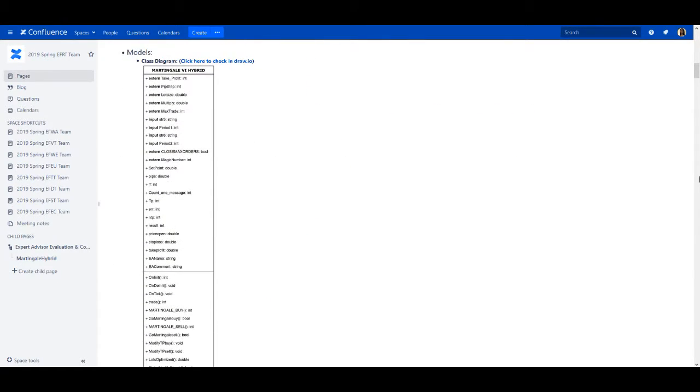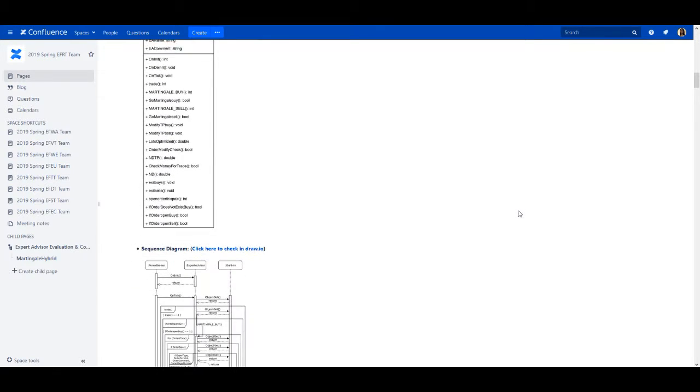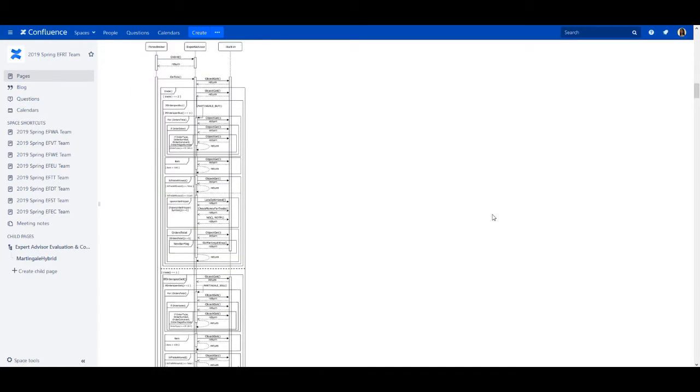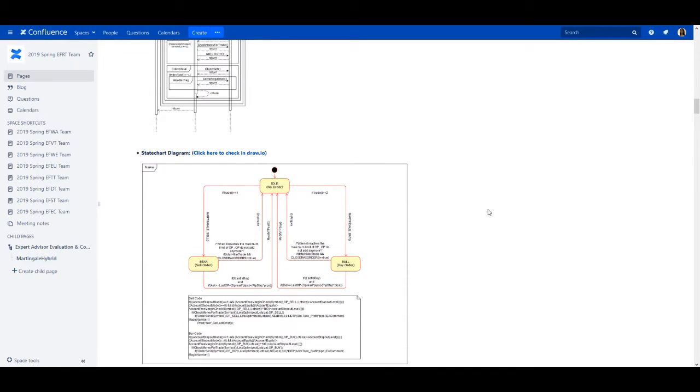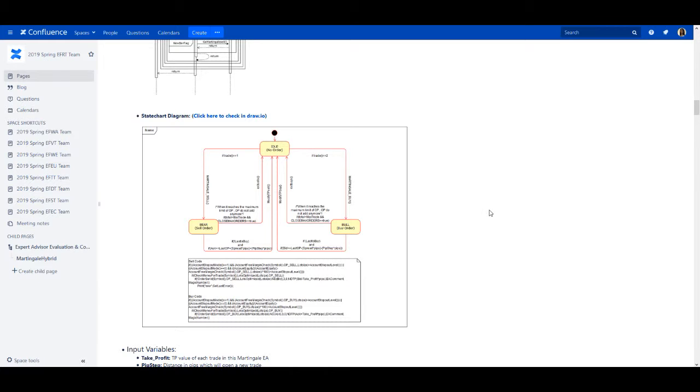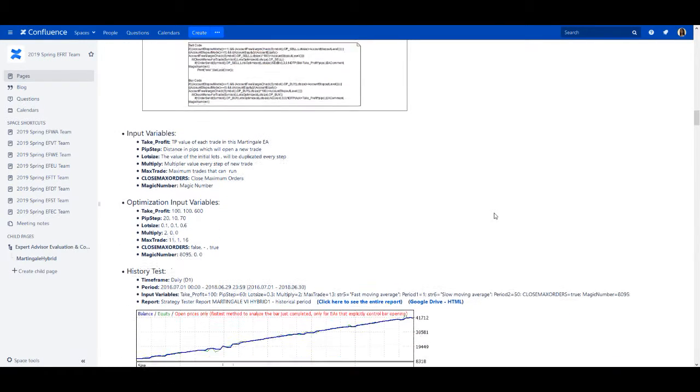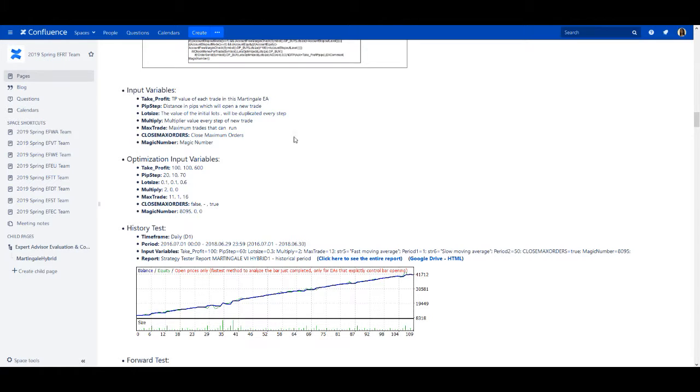Here we have the diagrams. The first one that we have is the class diagram. And then we have the sequence diagram. And the following is a state chart diagram. Those three diagrams were designed to help you understand and have a better view about the Martingale strategy. After that, we have the input variables and the explanation of each variable, and then the optimization input variables.